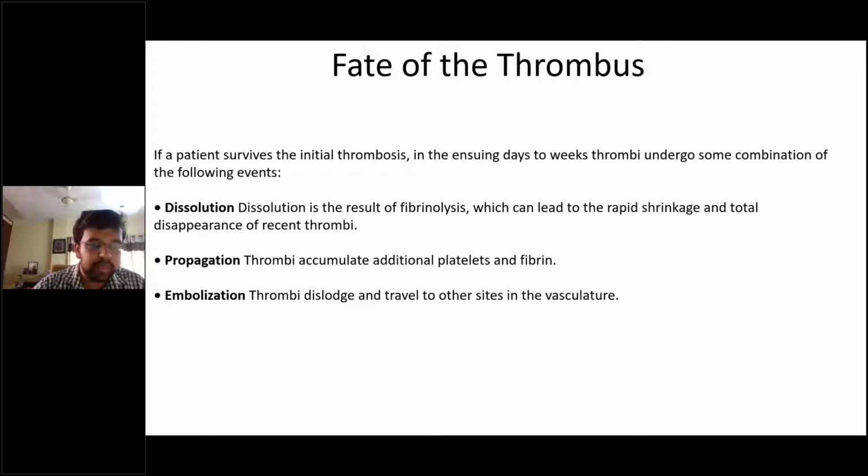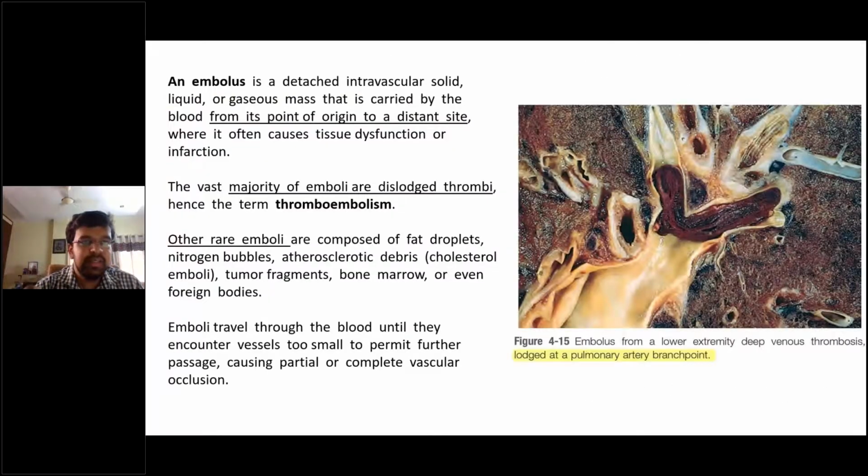The thrombus can also propagate and accumulate additional platelets and fibrin into it and become bigger. And third, a very important phase would be embolization. That is, the thrombus dislodges and travels to other sites in the vasculature. So what exactly is an embolus? An embolus is a detached intravascular solid, liquid or gaseous mass that is carried by the blood from its point of origin to a distant site, where it often causes tissue dysfunction or infarction.